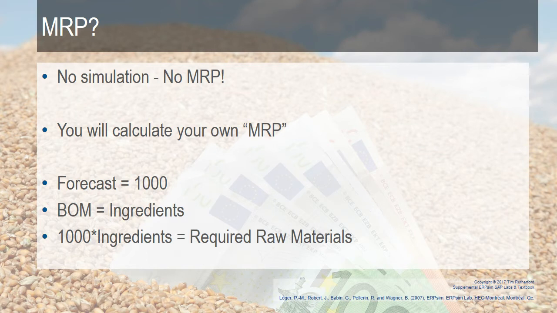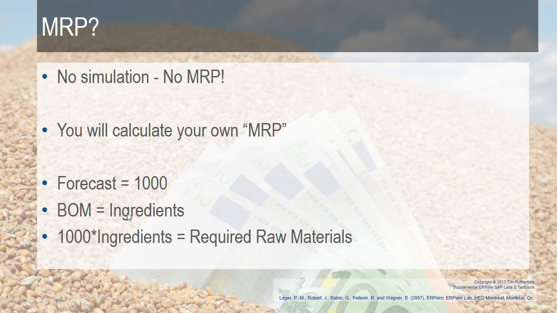Within ERPsim, you use MRP to create the purchase requisitions, you convert those to purchase orders, and then it's sent off to the preferred vendor for each one of the raw materials, and then it is shipped within 1 to 5 business days. Within the labs themselves, you're actually calculating your own MRP. So the forecast is 1,000. You're looking at the BOM, the bill of materials, and this is the ingredient list, the recipes.